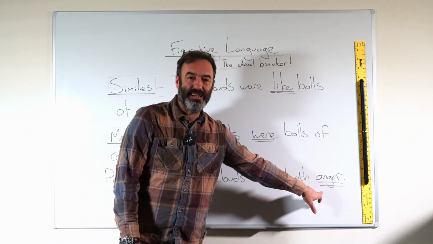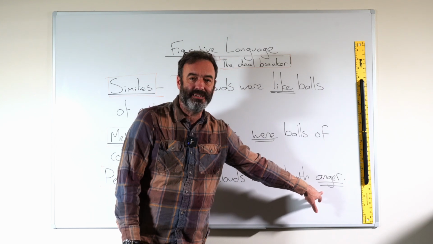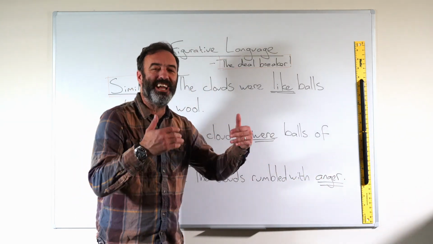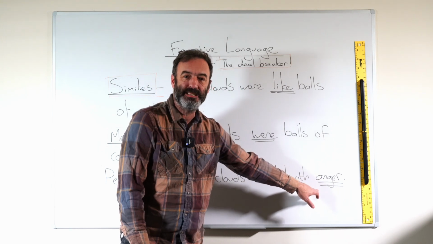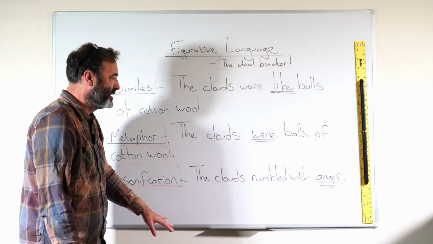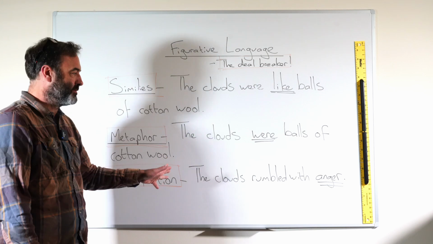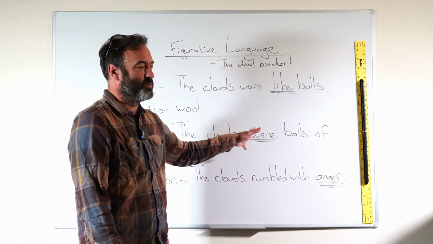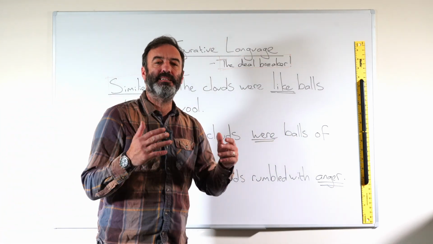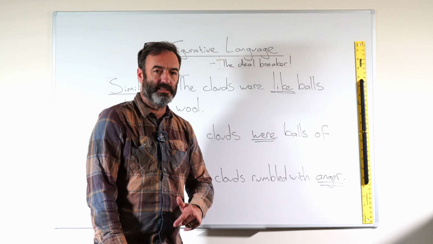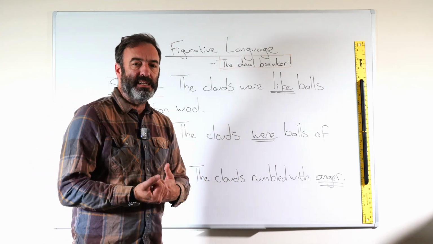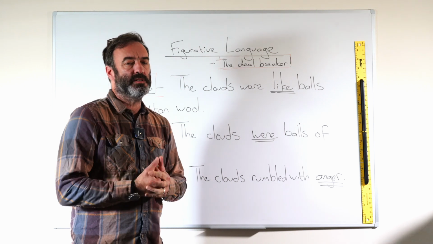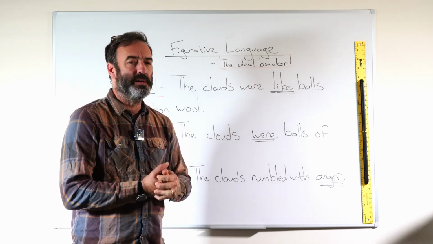Now we know that clouds can't possess the emotion anger, but we understand it's a projection. We understand what the author means by this, and that's the key thing with all of this. It's got to make sense to the reader. We can't say, you know, the clouds were plates of spaghetti. It makes no sense. There's nothing similar about it. So we always say to kids, the reader's got to understand what you're comparing, but you've also got to be bold and you've got to be brave.